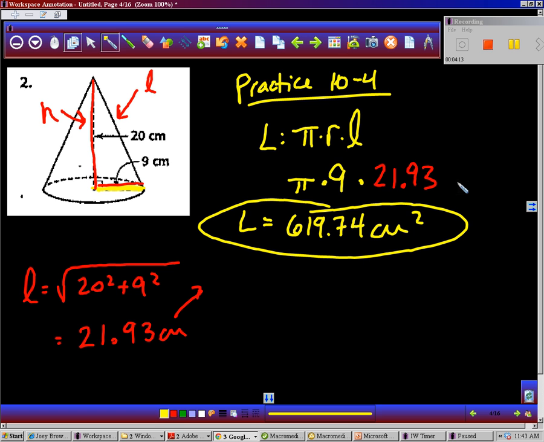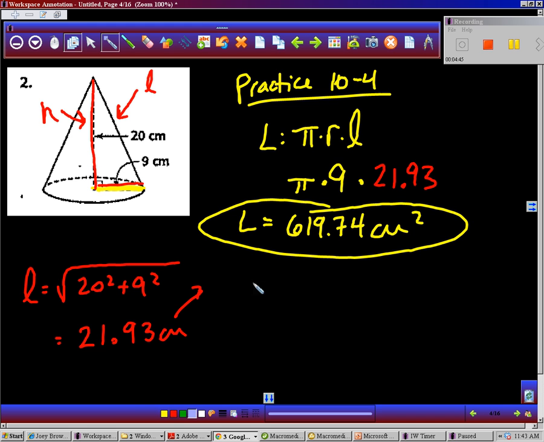Now, again, let me give you my disclaimer. Some of you are using 3.14, some of you are using the pi button. I don't care which you use. So there's going to be a tolerance. If you are within one whole number of my answer, you're going to be fine. So if I get 619.74 and you get 620, are you within one whole number? Yes. So did you get it right? Yes. Now that's the lateral area.